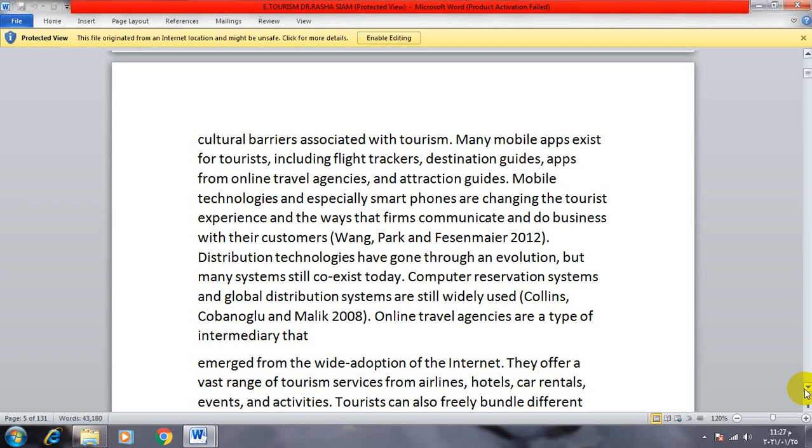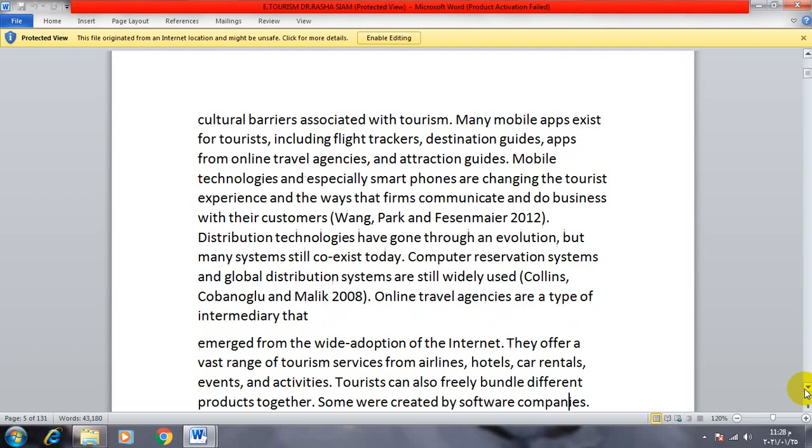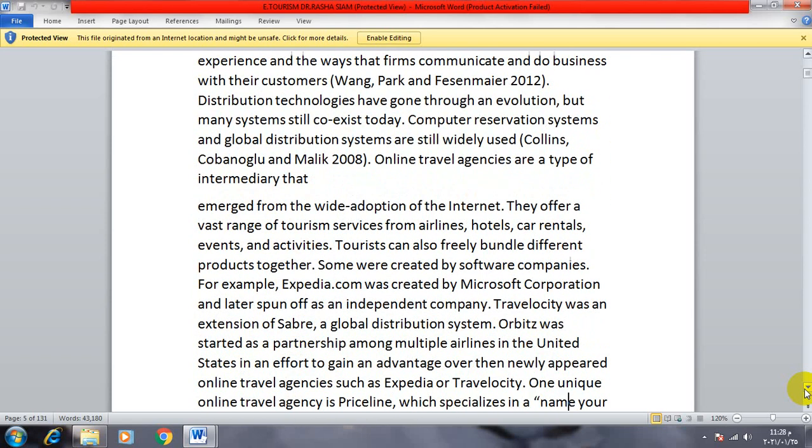Distribution technologies have gone through an evolution, but many systems still coexist today. Computer reservation systems and global distribution systems are still widely used. Online travel agencies are a type of intermediary that emerged from the wide adoption of the internet. They offer a vast range of tourism services from airlines, hotels, car rentals, events, and activities. Tourists can also freely bundle different products together.